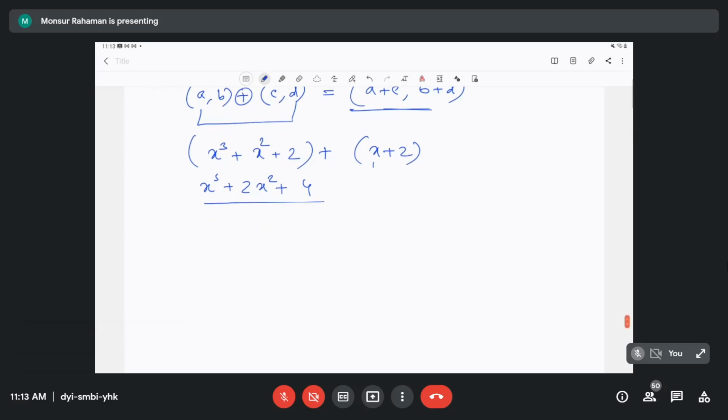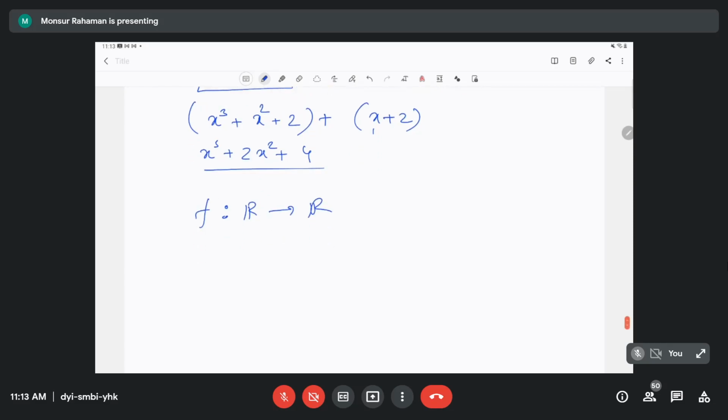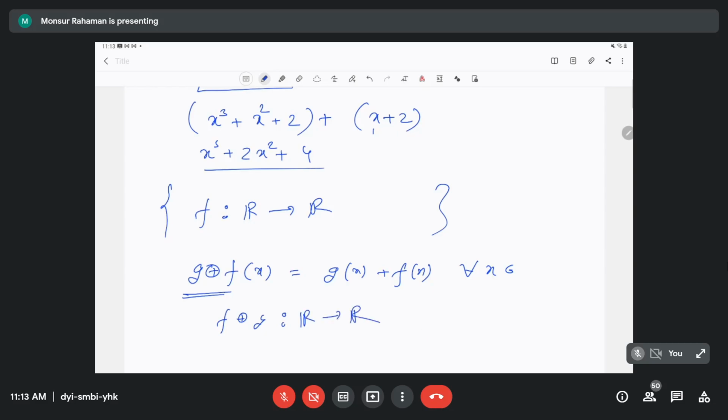Even for functions, if you take a set of functions from real numbers to real numbers and add two functions g plus f, this has to be defined. It is not an ordinary plus. How are we going to add them? You know that g plus f of x is g of x plus f of x for all x. This is a new function. G plus f is a new function, and f plus g is a new function from R to R. So this is a given definition.